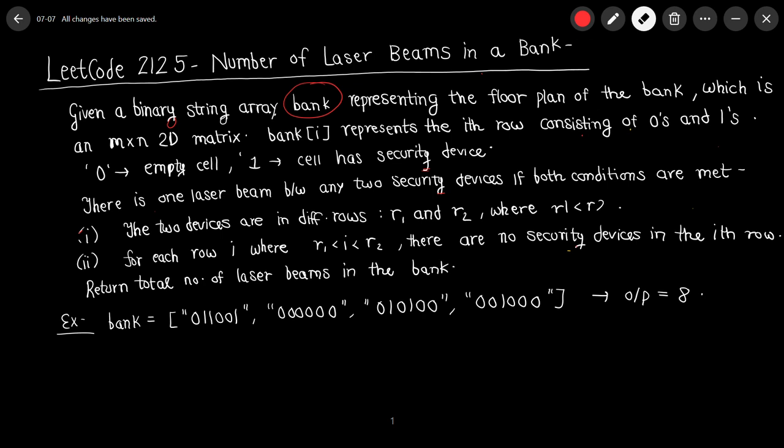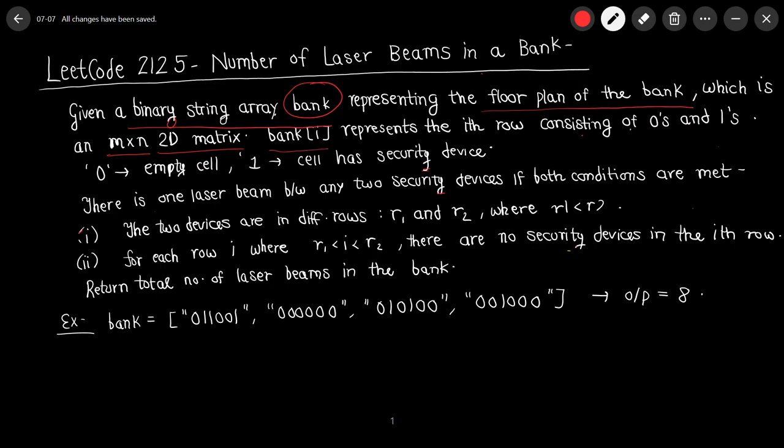Hi everyone, so today we will be solving LeetCode 2125. It's called Number of Laser Beams in a Bank. In this question, we are given a binary string array bank representing the floor plan of the bank, which is nothing but an m cross n 2D matrix.